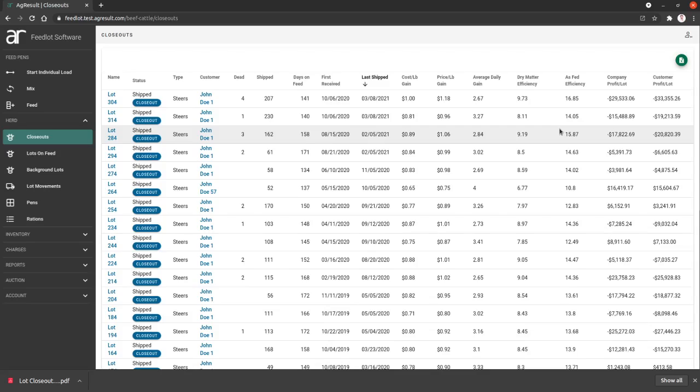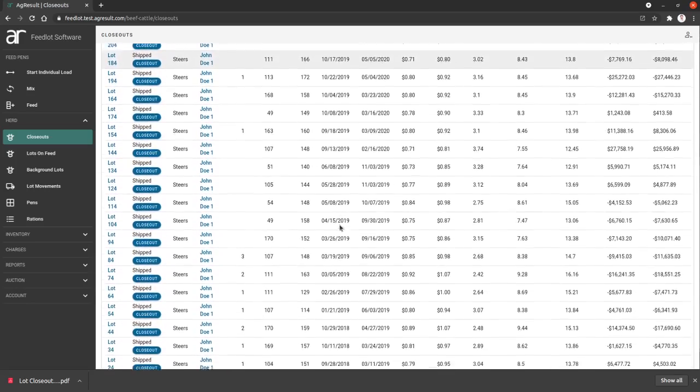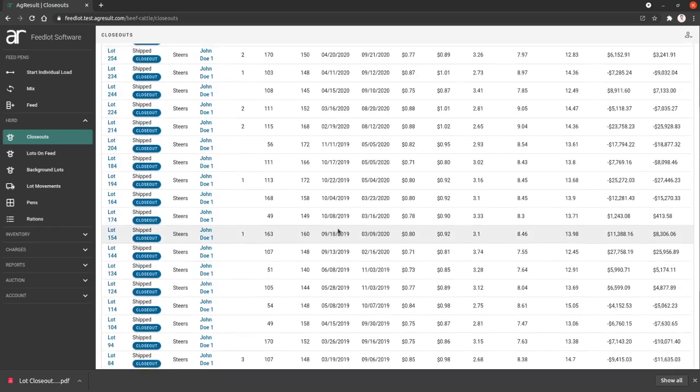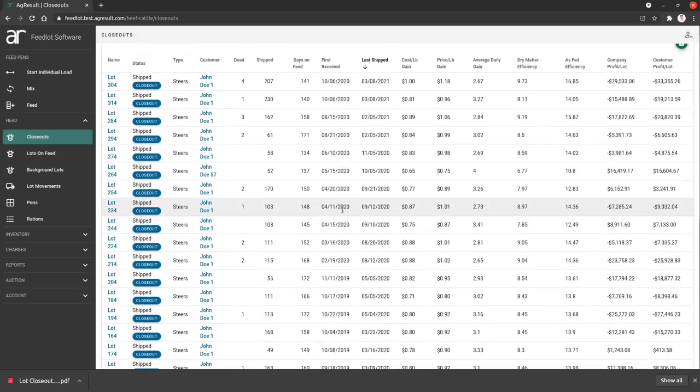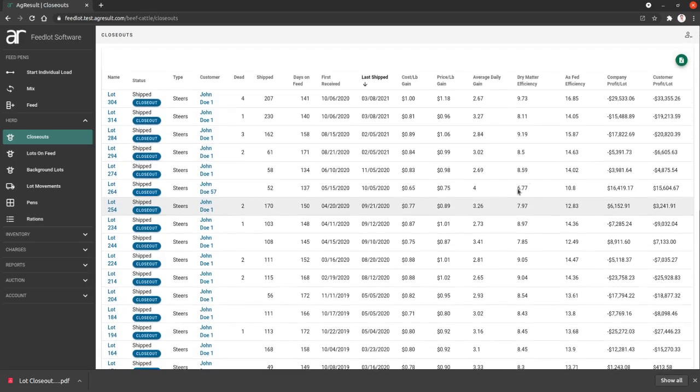This closeouts page is also nice for a high-level snapshot of all those main key performance indicators like cost per pound of gain or price per pound of gain, average daily gain, dry matter efficiency, that type of thing. Then you can compare and look over historically all of your closeouts and see how you're doing. If you're improving, you can look at times of year, what am I doing better, that sort of thing. So that is what a closeout is in AgResult Feedlot software.